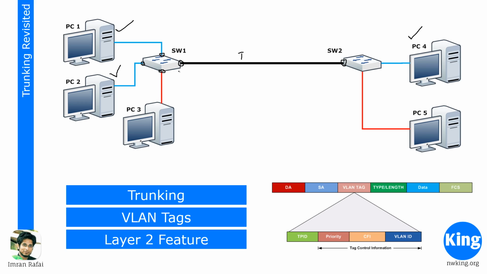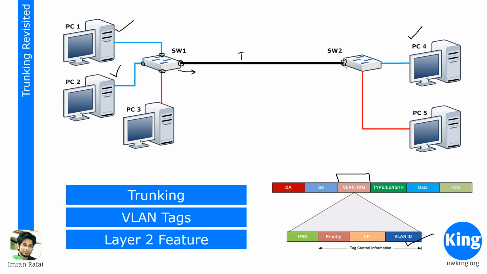The minute this traffic exits out of this trunk port, the switch takes the frame and adds one label. So this is a tag, a VLAN tag. It takes this VLAN tag and puts this VLAN ID, so that's VLAN 10. It puts that VLAN 10 in this traffic and sends it out. So that frame goes through the trunk and comes to the other switch.